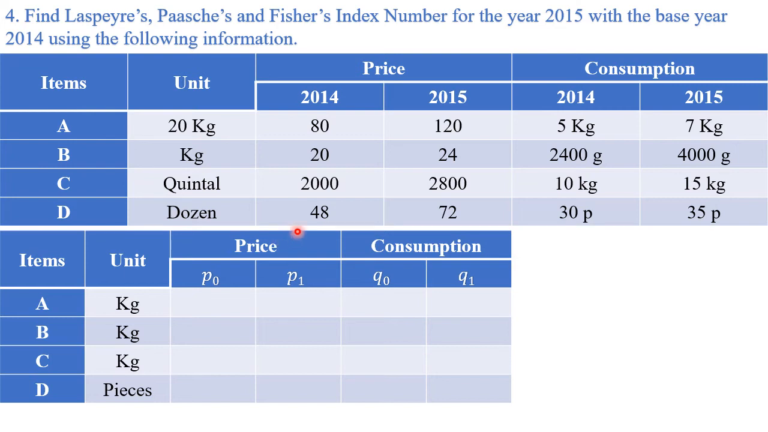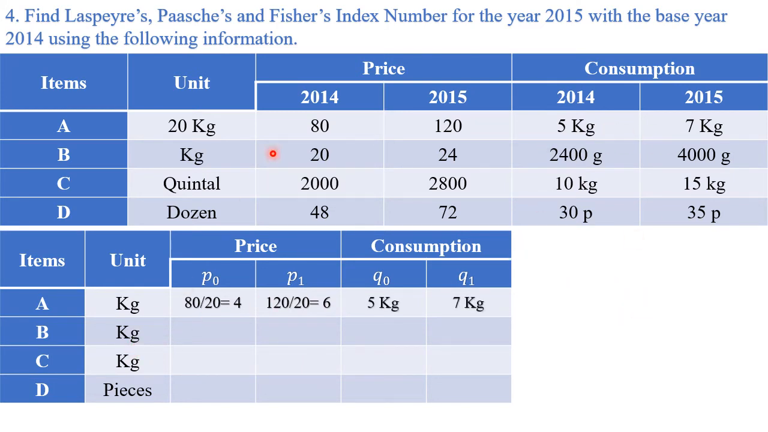Items will be there, the prices for base year P0, for current year P1, consumption for base year Q0, for current year Q1. The units I have pre-converted here. So 20 kg is kg, kg is kg, quintal is kg and dozen is pieces. Now this 20 kg is to be converted into single kg, so this 80 will be divided by 20, so I will get 4 rupees per kg. 120 will be divided by 20 to get 6 rupees per kg, and the quantity will be as it is.